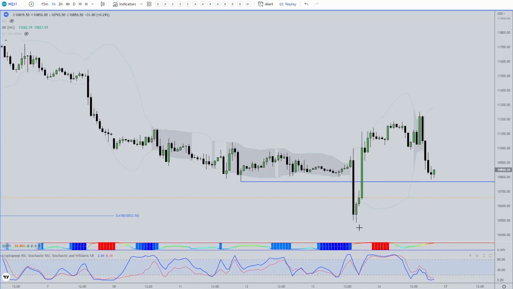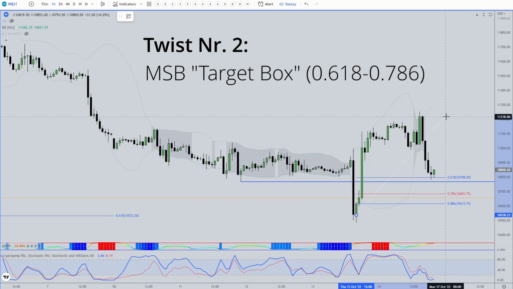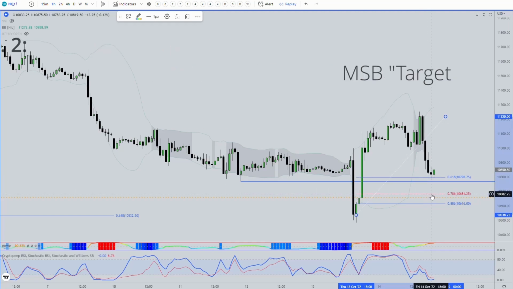It did indeed pull back. Now ICT expects price to pull back at least to the 0.5 fib, meaning his discount area. Personally, I prefer price to retrace even a bit further. I call it the target box, my target box. And how do I describe my target box? It starts at the 618 fib and it goes down to the 786 fib.